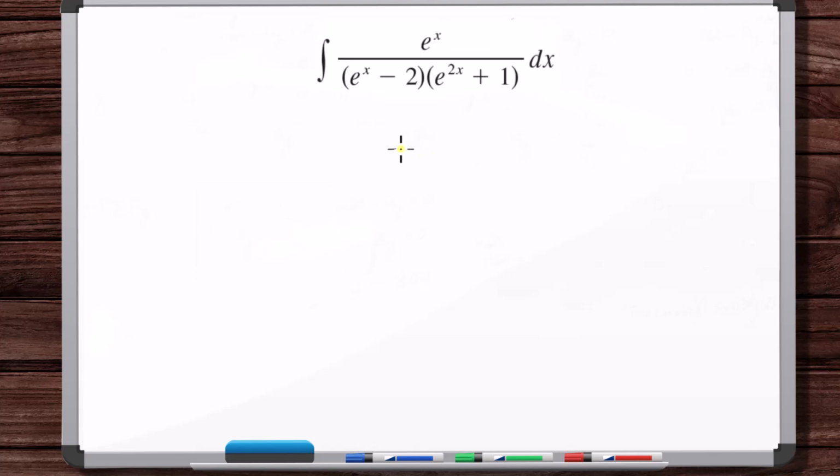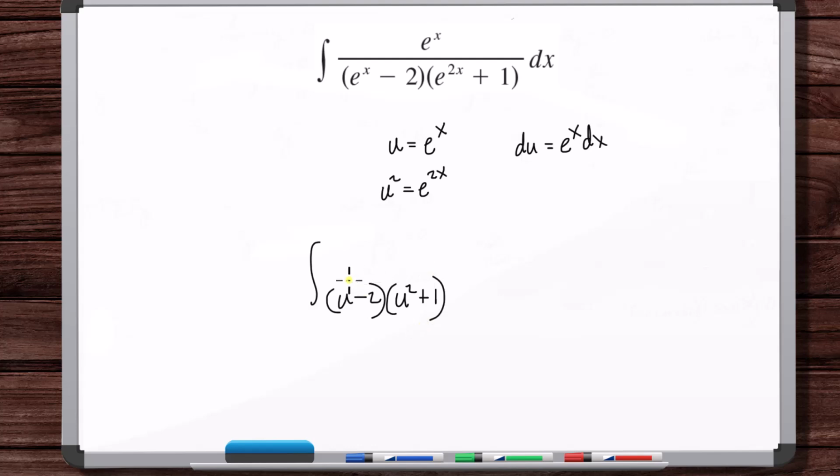Okay, so if we say that u is equal to e to the x, then u squared is equal to e to the 2x, and du is equal to e to the x dx. And so we've got u minus 2, u squared plus 1, du.